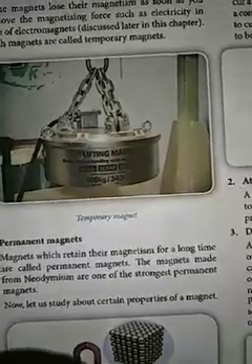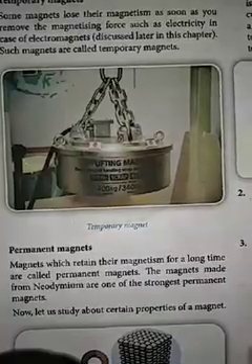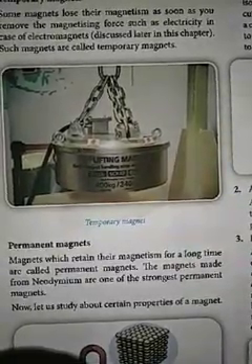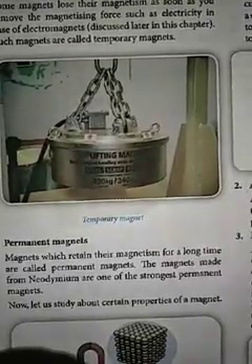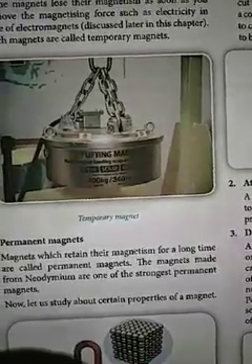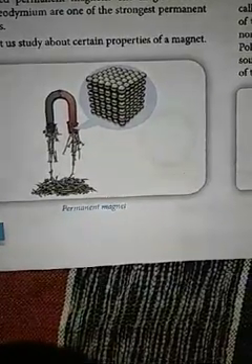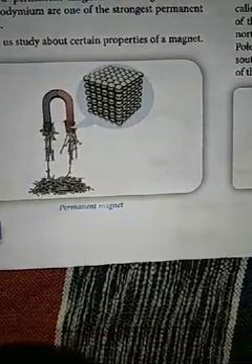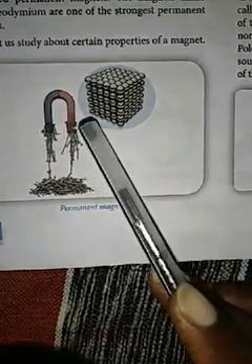It means that there are certain magnets which retain their magnetic properties for a certain time only, as long as the magnetizing force acts on them. Such magnets are called temporary magnets. Permanent magnets are magnets which retain their magnetic property for a long time. Magnets made from neodymium are among the strongest permanent magnets. This is an example of a permanent magnet.